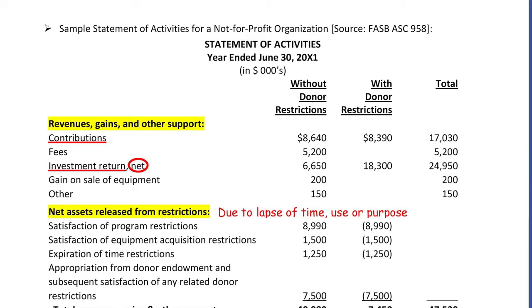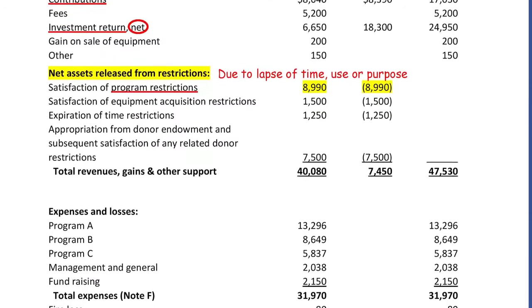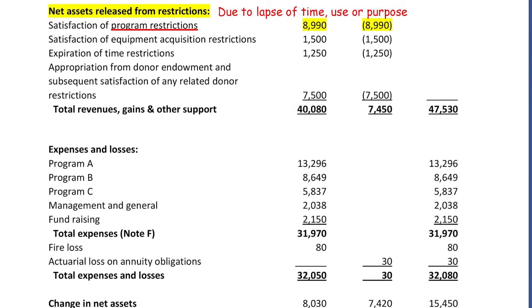So we've got net assets being released from restrictions due to satisfaction of underlying program restrictions. Highlight the minus $8,990 under the section on with donor restrictions, and also the plus $8,990 under without donor restrictions. So as we know, this release is from TRNA to UNA, or basically the net assets with donor restrictions to net assets without donor restrictions.